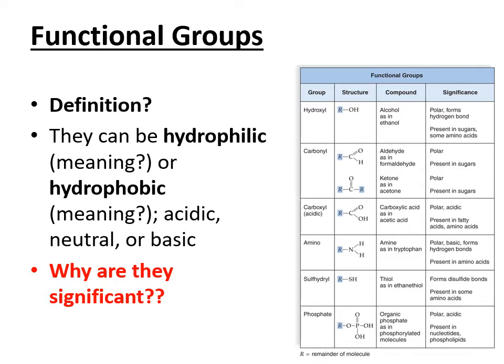Okay, so when we ask why are functional groups significant, it's because they give molecules their specific properties, meaning they will determine how molecules interact with other molecules, how molecules bend and fold, where these molecules will want to be in cells or in the environment. And the reason that is, is that there are different types of functional groups.